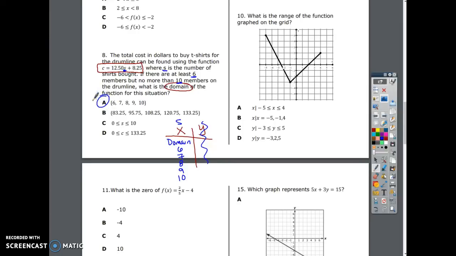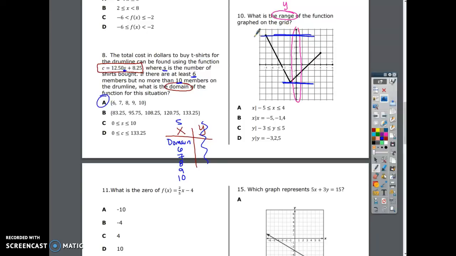Not from 0 to 10, because we have at least 6 members, okay? And then number 10 over here is asking for the range. What is range? The Y's. If you forget, you need to look on the word wall. Range is the Y's. So I'm looking at the Y numbers from the lowest to the highest. From the bottom of the function to the top of the function.